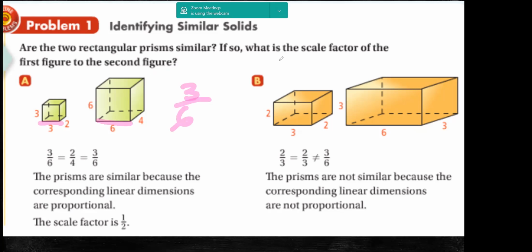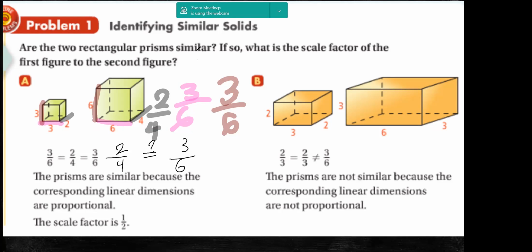And also, we can compare the height with this height, and we can write it also as 3/6. And the last one, the width to the width, can be written as 2/4. Now we have to compare if these three ratios are equal or not. Is 2/4 equal to 3/6, which is also equal to 3/6?